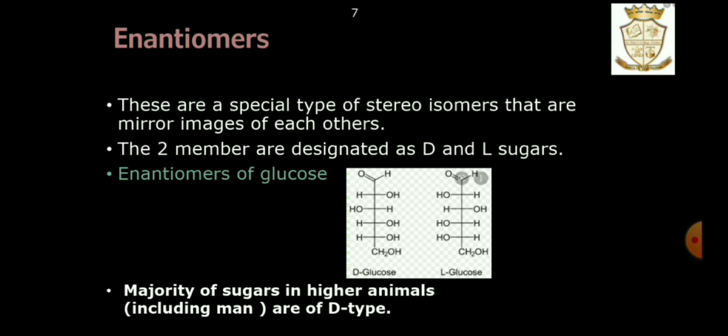Enantiomers are a special type of stereoisomers that are mirror images of each other. The two members are designated as D and L sugars. Enantiomers of glucose are D-glucose and L-glucose. The majority of sugars in higher animals are of the D type.